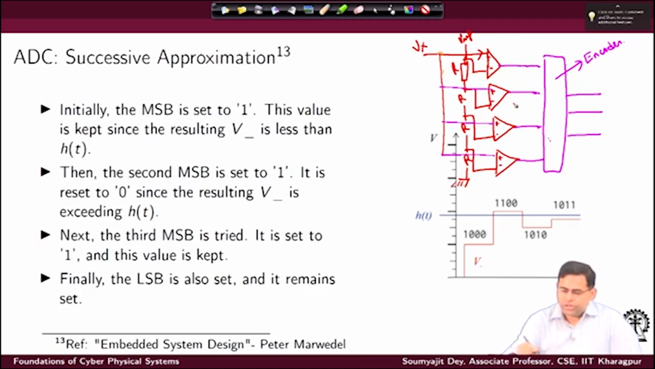Accordingly, you will have 4 decisions here. Now, it will be the job of this encoder to convert these individual comparison values. From this point it becomes a simple digital encoder design problem, right? And that would generate the final bit pattern.